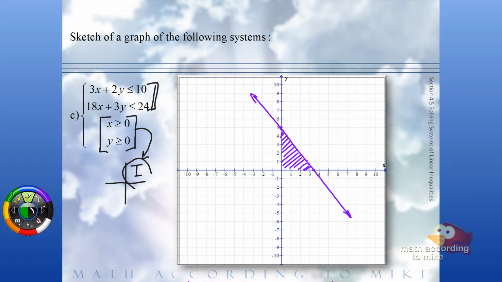Next one, x-intercept is 1.5. Y-intercept is 8. This is a squishy graphic. That's okay. I made it. 0, 0 makes it true. 0, 0 is below, so I'm only going to shade in the first quadrant. Final answer is where they overlap. It's very tiny, but it's this region right here.